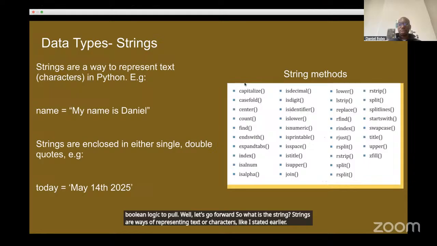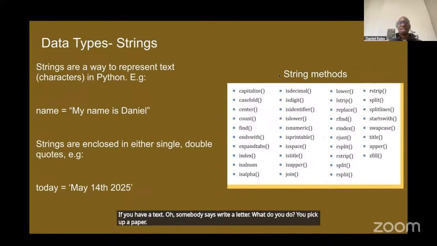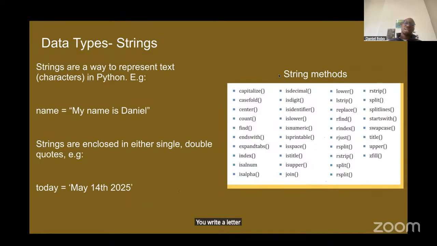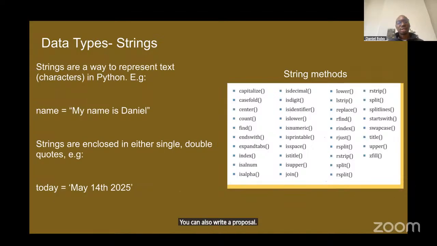If somebody says write a letter, you pick up a paper and write a letter. You can also write a letter on a computer. You can also write an essay. You can also write a proposal. All of these things are text. So if you want to represent those texts in Python, there's a way to do so. How do you do so? You have to enclose it in quotation marks.